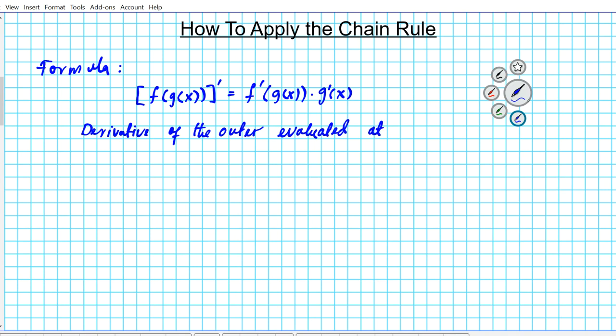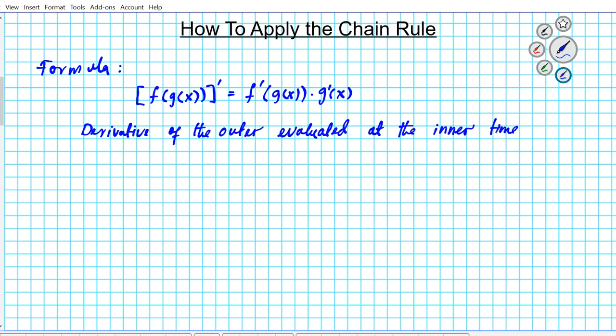So when you differentiate the outer, the inner is just going to serve as something you're going to substitute in. Okay, evaluated at the inner. And then you multiply times the derivative of the inner. Derivative of the inner.